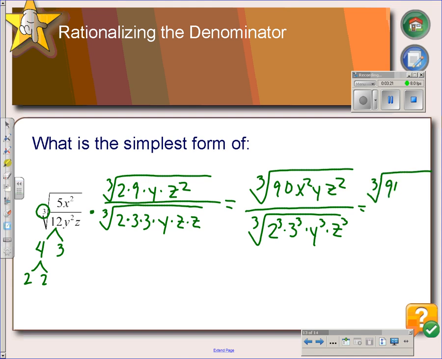The denominator, though, is all 3 of a kind, so we're going to simplify that, and we get 2 times 3 is 6, y, and z. And that is rationalized because the denominator no longer has a radical in it.